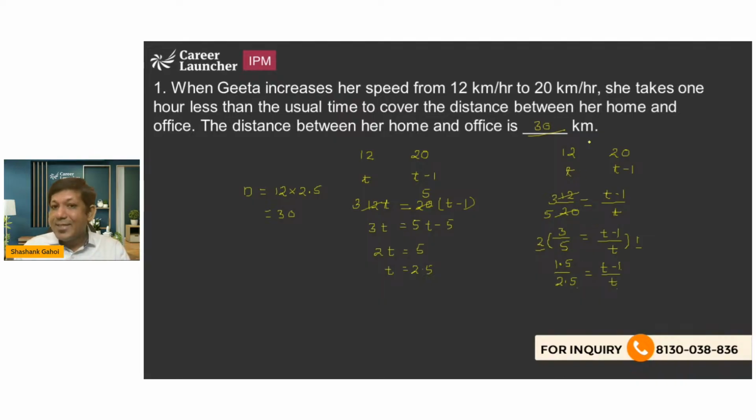So what is the distance? That is going to be 12 into t, that is going to be 12 into 2.5. The answer comes out to be 30. So the two approaches are there. One is the proportionality approach that you can use, that you can directly use: the ratio of speed is going to be inversely proportional to time. The second approach is you can equate the distances in both the scenarios and get the answer.